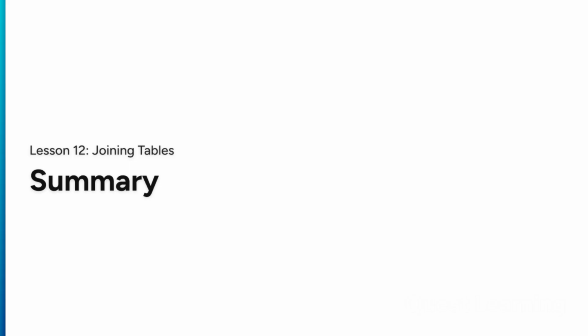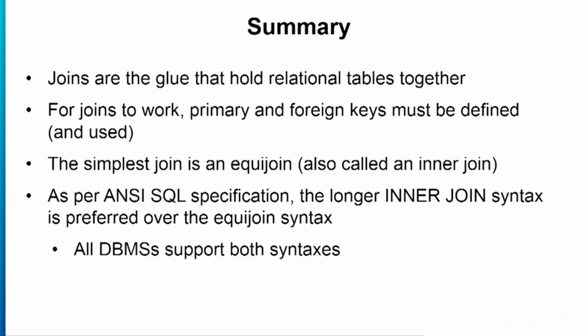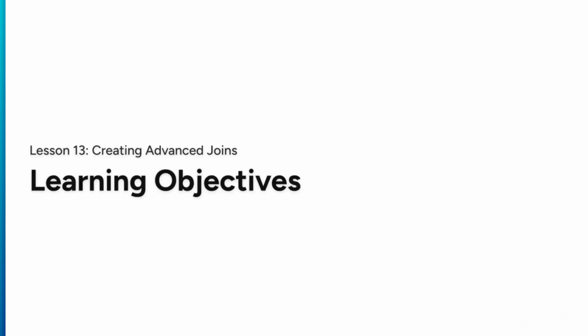To summarize, joins are the glue that hold relational tables together. Primary and foreign keys are needed. Primary keys on the table that has the primary value, and foreign keys relate back to a primary key. The simplest join, the one you'll probably use most often, is the equijoin, also called an inner join if you use ANSI syntax. And then as per ANSI SQL specification, that is the preferred syntax, but DBMSs support them both, and so you should use whichever you wish. In the next lesson, we're going to look at some advanced joins building on top of what we learned just here.